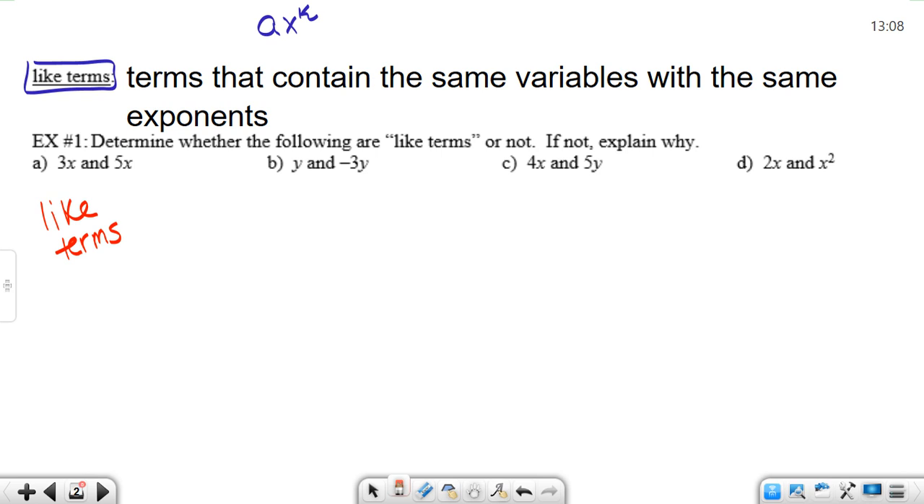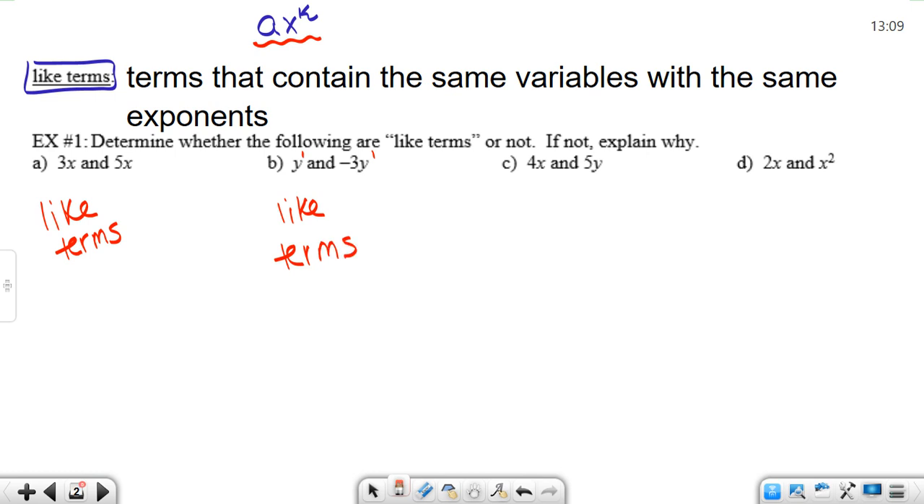Looking at B, we have y and negative 3y. Now, I will point out, guys, if we go back to this general term that I wrote here, ax to the k, it doesn't always have to be x. As we saw in 6.1, we started right off with a polynomial that had m's in it. And what we're going to see later on in this chapter is that some terms have multiple variables with them. So it doesn't necessarily have to be x. As we can see in B, we have y's. So we have y and negative 3y. So are these like terms? Well, they both have one single variable of y, and both of those y's are to the same power of 1. So these are, in fact, like terms.